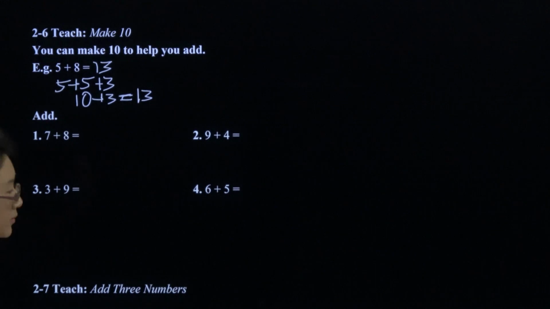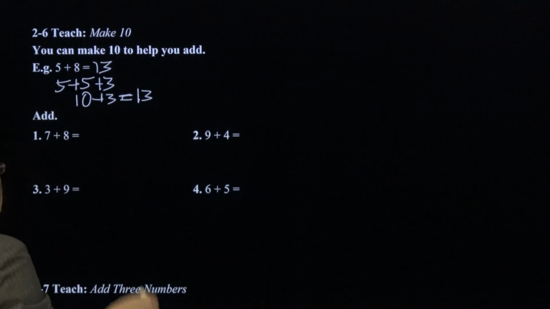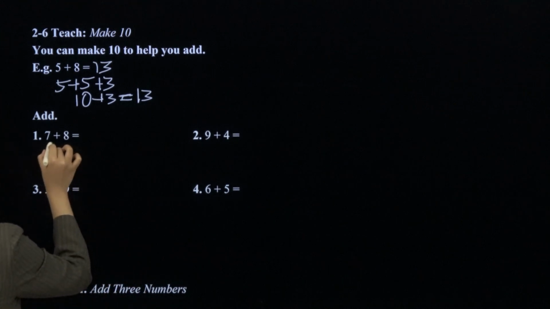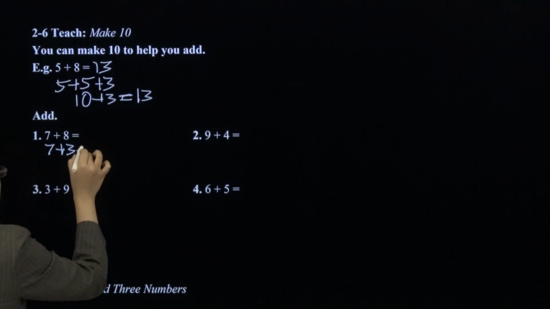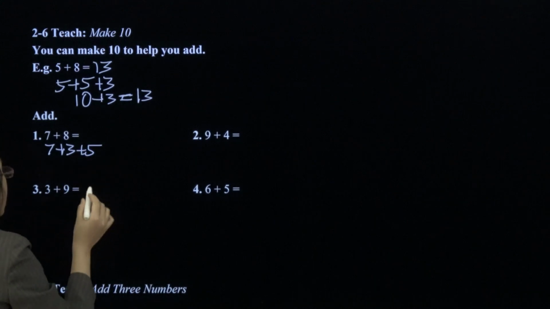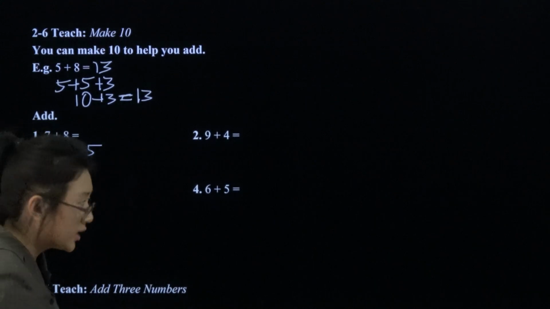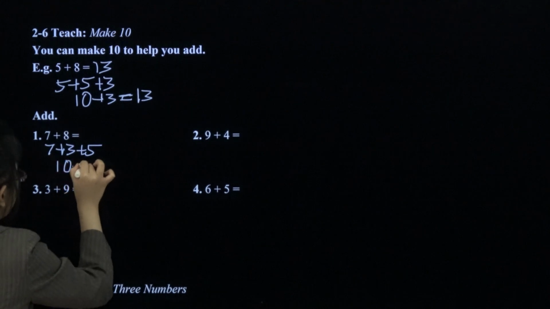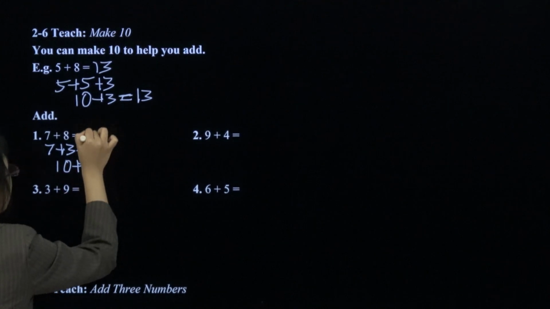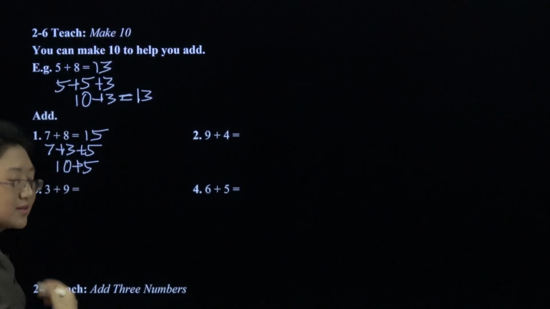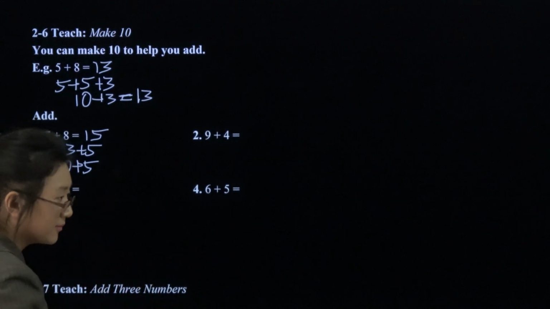7 plus 8, well, that's like 7 plus 3 plus 5. And 7 plus 3 is equal to 10. 10 plus 5 is equal to 15. 7 plus 8 is equal to 15.